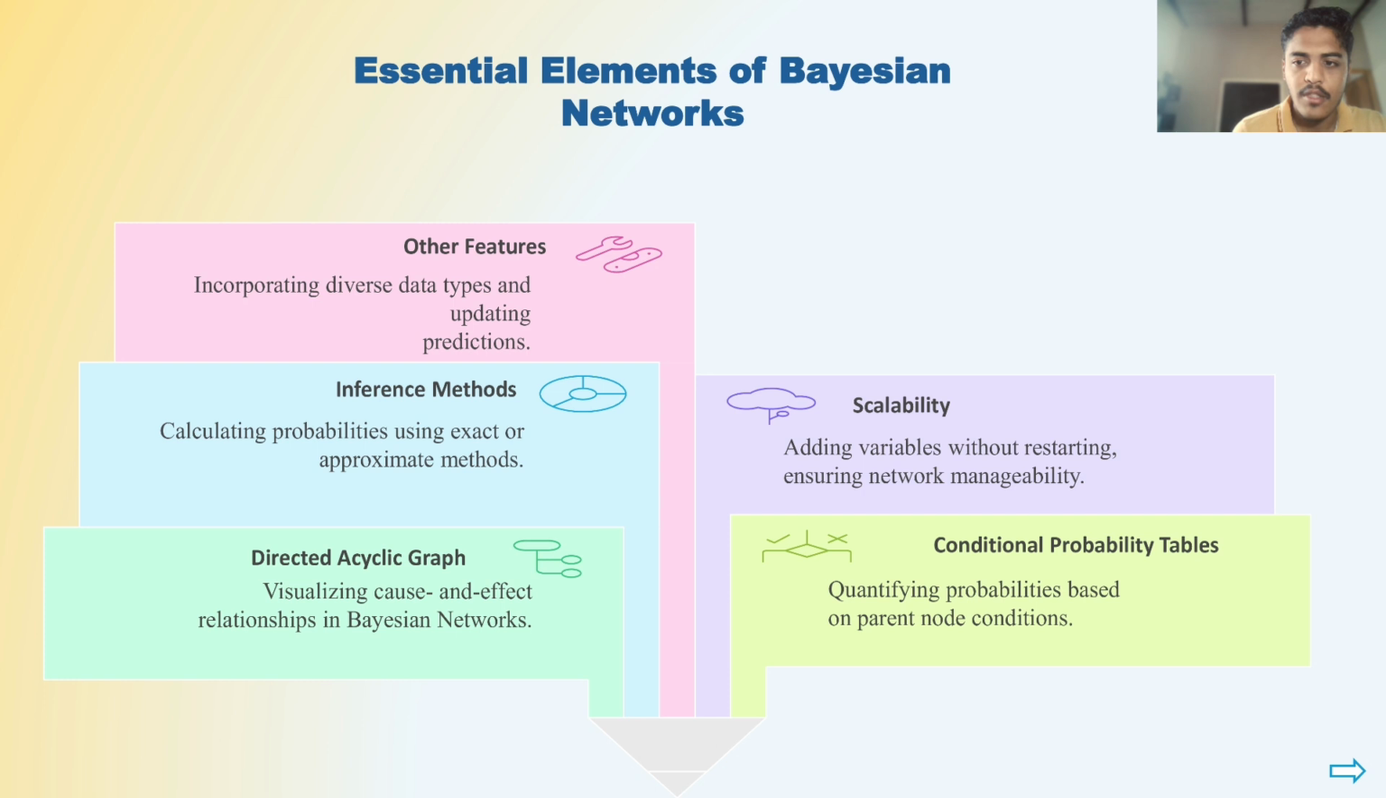Essential elements of a Bayesian network. Nodes represent random variables. Edges represent causal relationships. A conditional probability table quantifies how a node depends on its parents. Joint probability distribution: Bayesian networks represent the joint distribution of all variables. Example: weather, traffic, late for work.